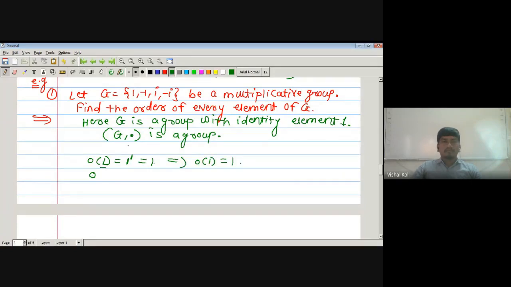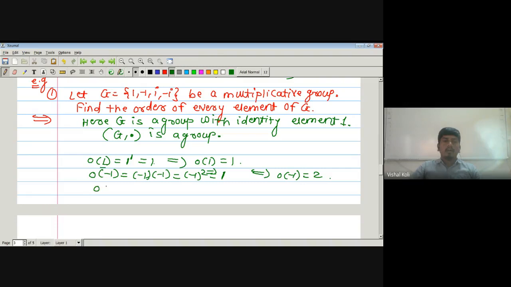Order of minus 1. If we take minus 1 to the power 1, it is equal to minus 1, that is, it is not equal to 1. Therefore, order of minus 1 is not 1. But if we take minus 1 to the power 2, that is, multiply minus 1 two times, which is minus 1 into minus 1, which is (minus 1) square. (Minus 1) square will be 1. Therefore, order of minus 1 is 2. That is, 2 is the smallest positive integer such that (minus 1) square is equal to 1, which implies order of minus 1 is equal to 2.